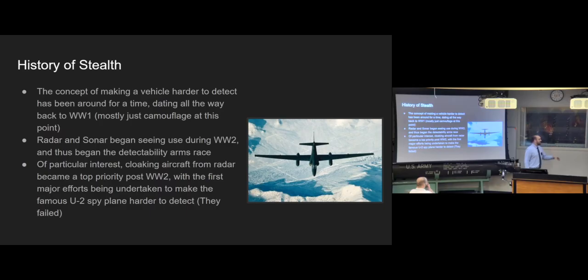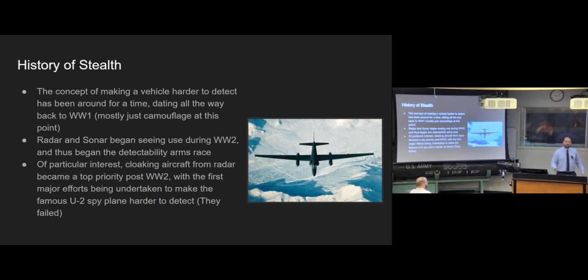But of particular interest, cloaking aircraft from air radar became a top priority post-World War II. Once radar, the secret got out, everyone started making use of it, and now it was all about keeping your vehicles invisible from radar. The first efforts of this were undertaken in an attempt, which failed horribly, to reduce the radar cross-section of the U-2 spy plane. If I were to ask you what's the first stealth plane ever invented, a lot of people may say that. No, that thing was terrible.